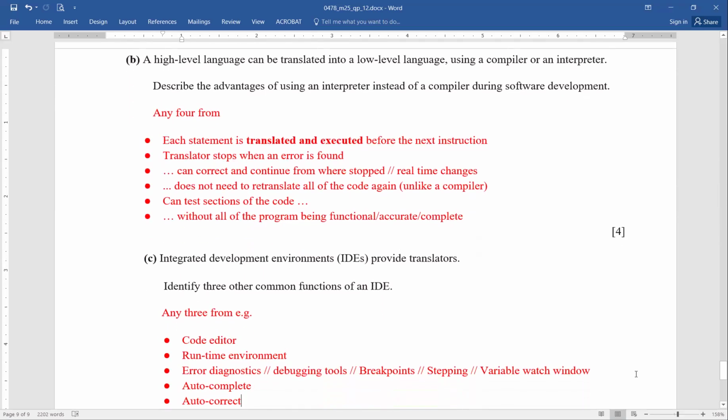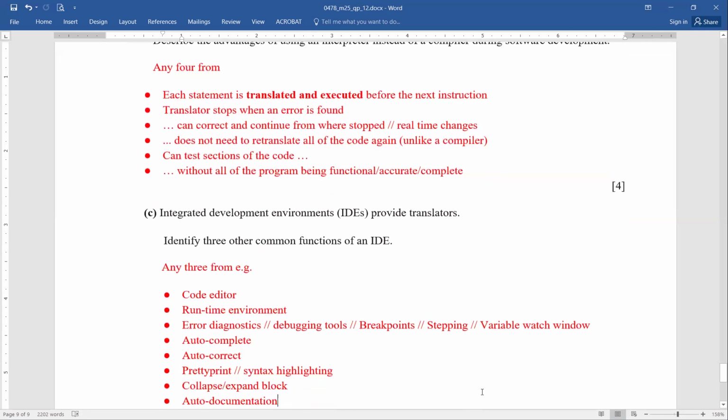Integrated Development Environments, or IDEs, provide translators. Identify 3 other common functions of an IDE. 3 other, apart from providing the translators, what else are there? So you can see a long list. Code editor, runtime environment, with a debugger.